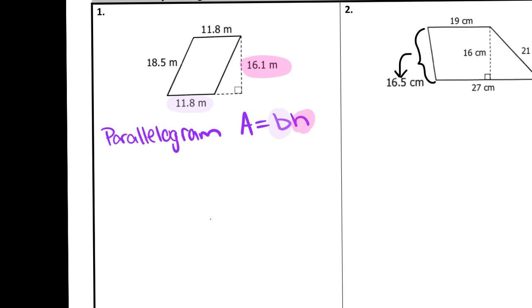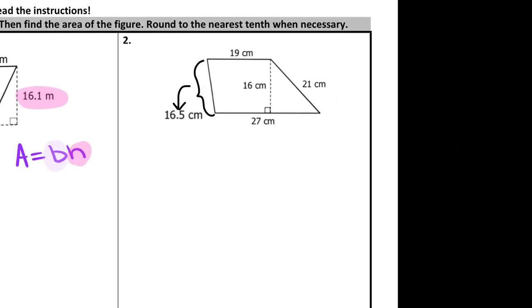Looking at number two, okay, this is a trapezoid. And you're going to need to think about your trapezoid area formula. Look at your resource sheet. If you can't find it, it is 1/2 times the height times base 1 plus base 2. Now remember that our two bases are parallel to each other. So when I look, I see the bottom and the top. Those are the parallel bases.